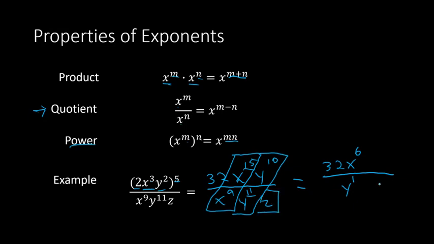And then z is by itself. That is not combined with anything, so that just goes down there. So your final answer is 32 x to the 6 over y to the first times z. And we don't need to write the 1 here. You can just write that as y times z. So you can just erase that if you want and write it like this.